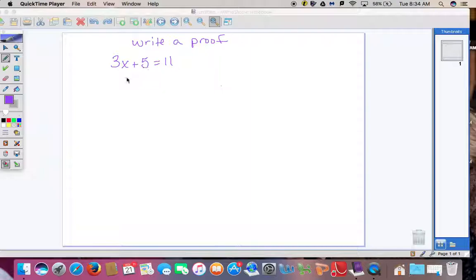Okay, your next step, remember our whole idea is to get x by itself. So what we're going to do is you would subtract 5 from each side. So when you subtract the same amount from each side of your equal sign, the property that we're using is called the subtraction property of equality. So you would write subtraction property of equality. And typically we would be fine if you just went ahead and did this step, but because we're writing a proof, we want you to tell us every single step that you're using.